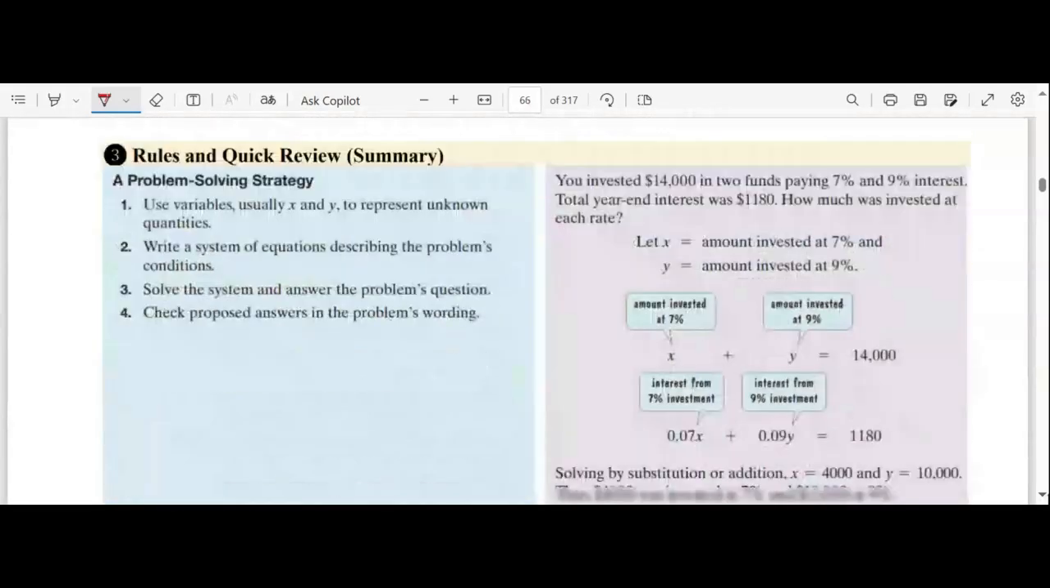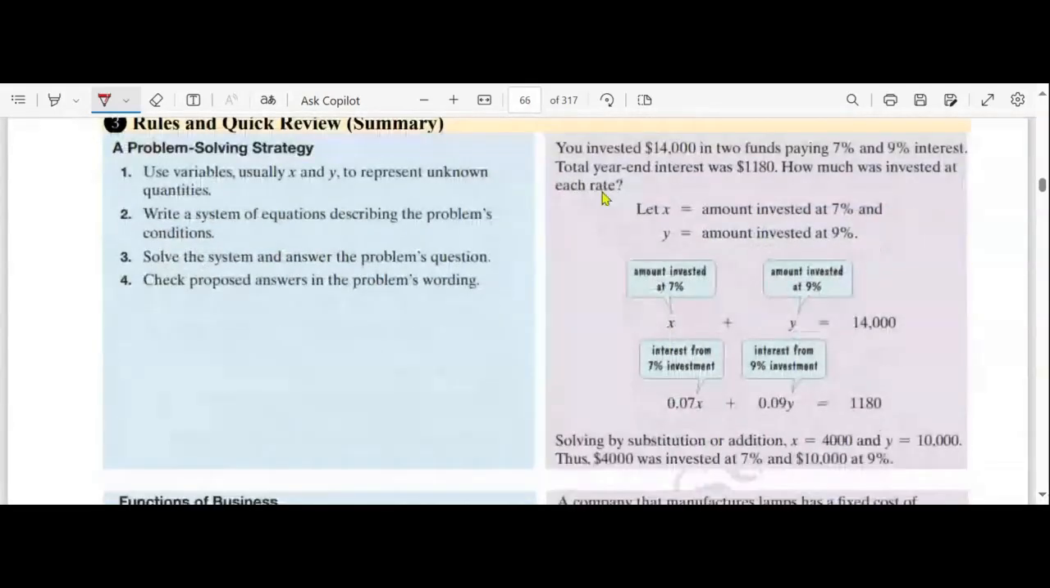All right, so let's move to the first quick review. We'll take a quick review and then we'll go one by one later. You invested $14,000 in two funds, paying 7% and 9% interest. Total year-end interest was $1,180. How much was invested at each rate?